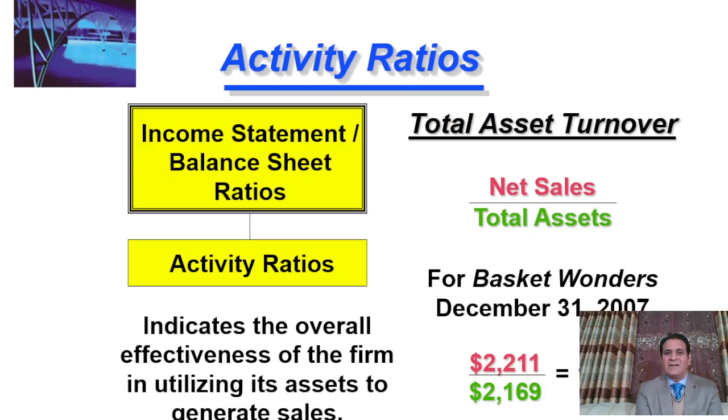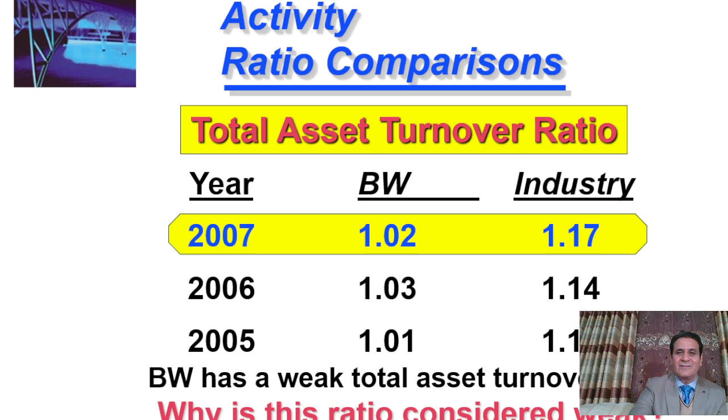And the last one is the total asset turnover, that is net sales over total assets. BW has 1.02, which indicates the overall effectiveness of the firm in utilizing its assets to generate sales. It means that your $1 is generating $1.02 in sales, and this is your total assets performance.